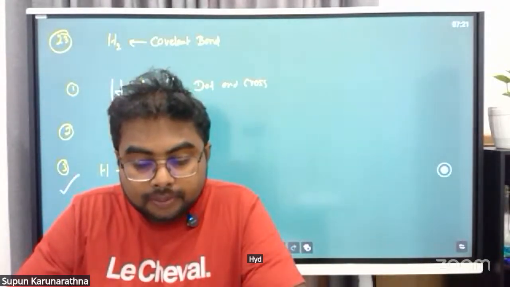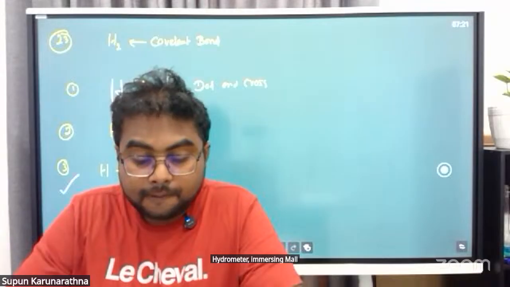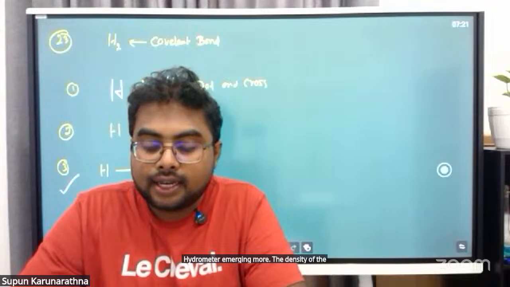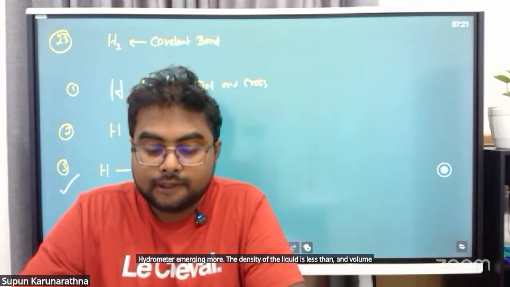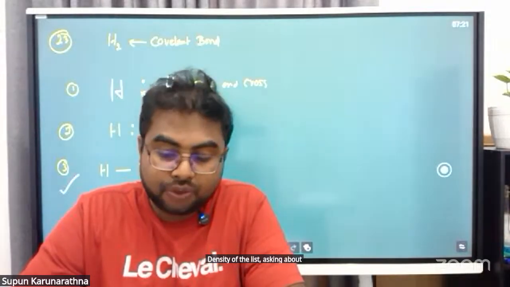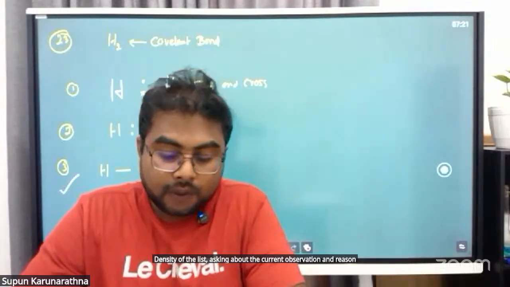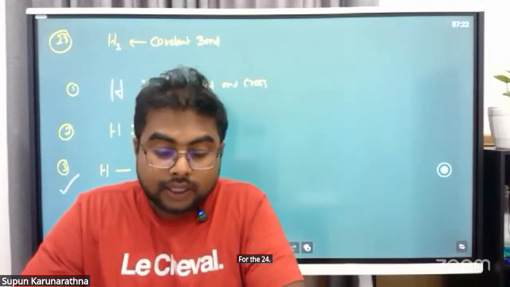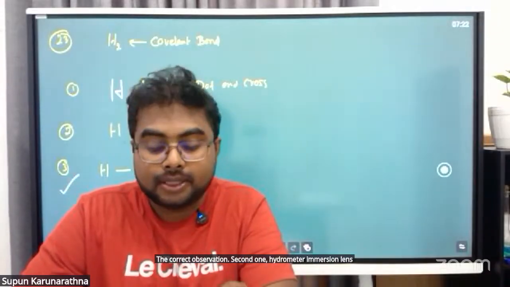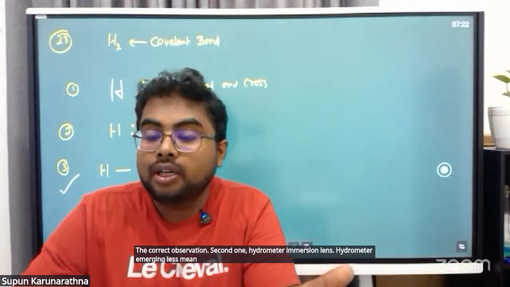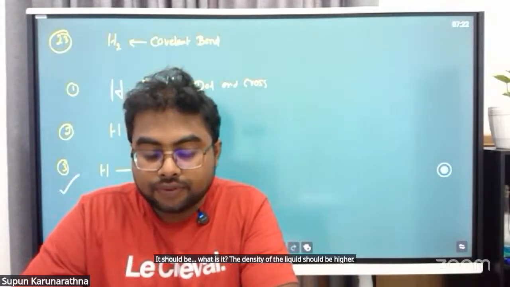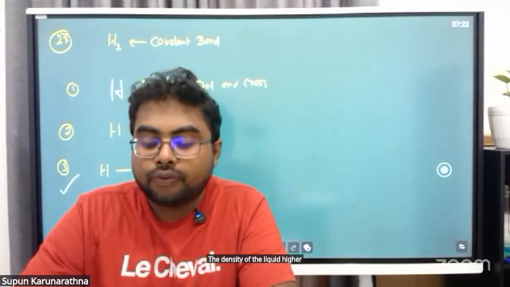First option: hydrometer immersing more, the density of the liquid is less and the volume of water displaced is less. We are asked about the correct observation and reason. The second one: hydrometer immersing less. Hydrometer immersing less means the density of the liquid should be higher, and the volume of water displaced is less.